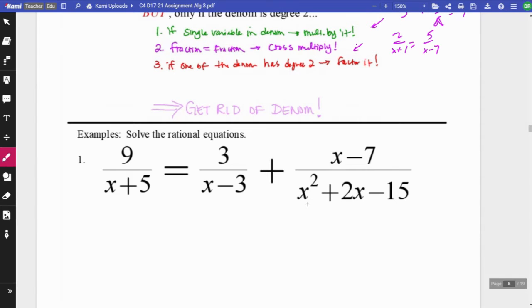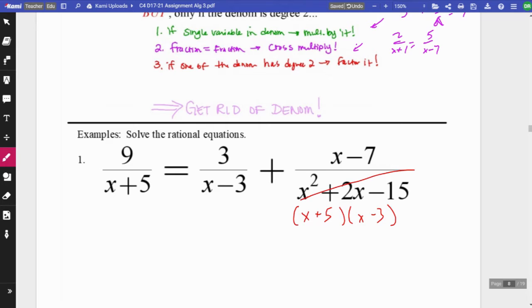So let's factor this denominator over here. Everything else looks fine, it's not factorable. So we would get two numbers that multiply to be negative 15 but add to be 2, which would be a positive 5 and a negative 3. So instead of having that trinomial, we have these two binomials multiplied together.